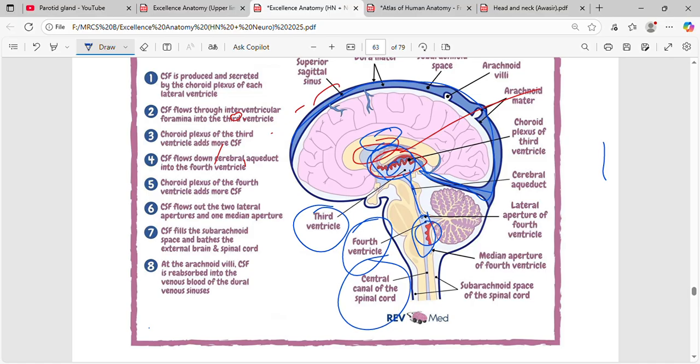So this is the third ventricle, this is the fourth ventricle, and this is the central canal of the spinal cord. Here we have an enlargement of the subarachnoid space, which is called cisterna magna. Okay, so basically this comes from the lateral ventricle into the third ventricle, and then the cerebral aqueduct, and then the fourth ventricle.